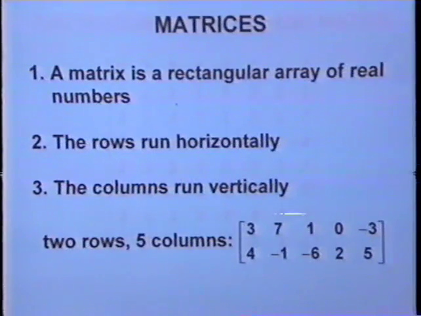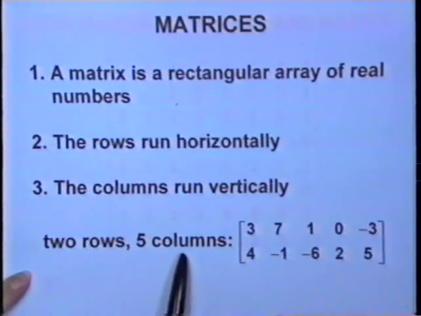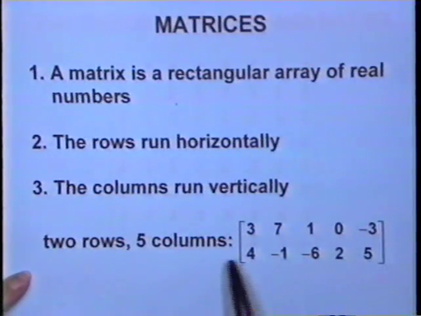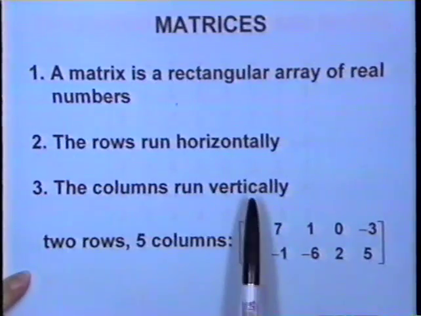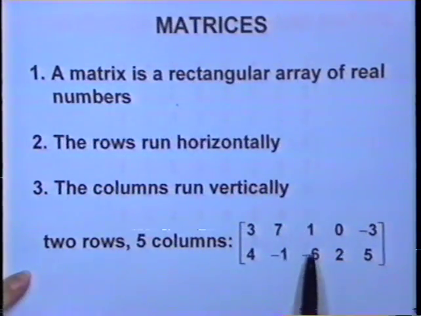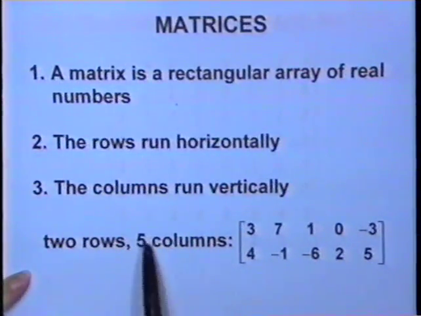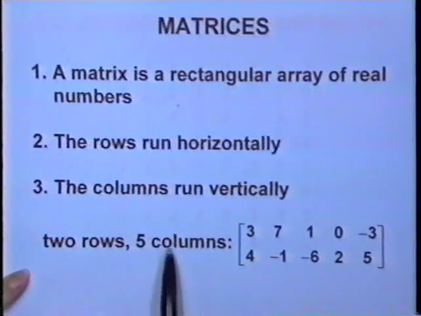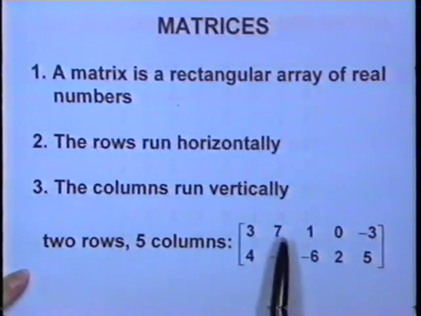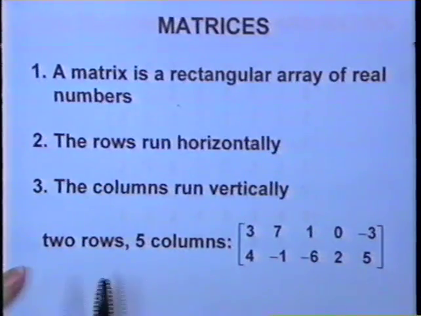A matrix is a rectangular array of real numbers. The rows run horizontally and the columns run vertically. I've shown here on the screen an example of a matrix that has 2 rows and 5 columns. Notice going horizontally there are 2 rows, and then going vertically 1, 2, 3, 4, 5 columns. I help to remember this by thinking about columns on a home, up and down, vertical like that, and so that helps me to remember that the columns are vertical in a matrix.